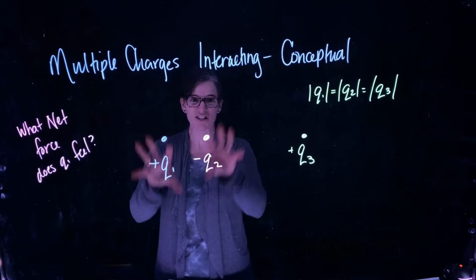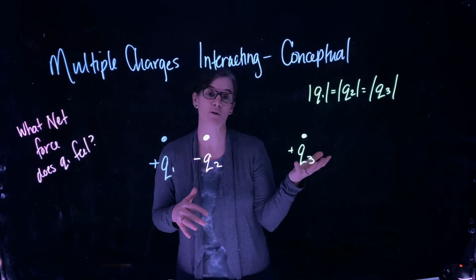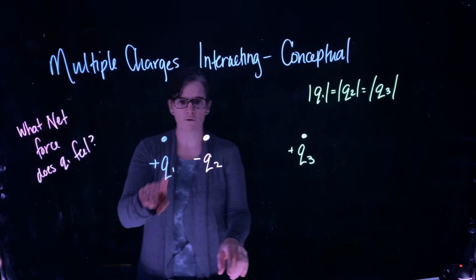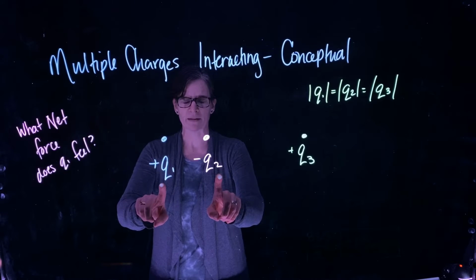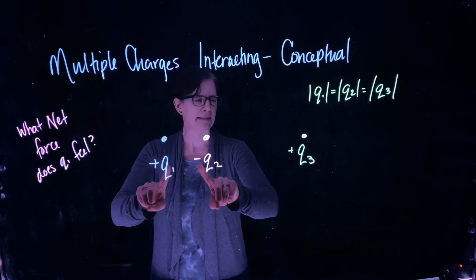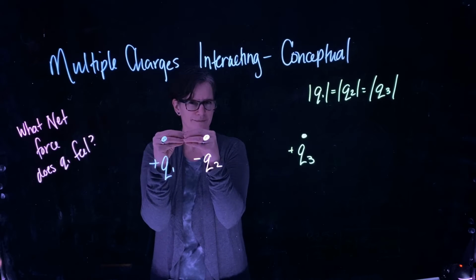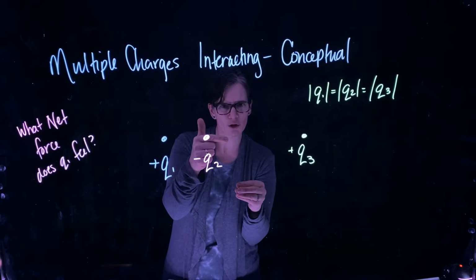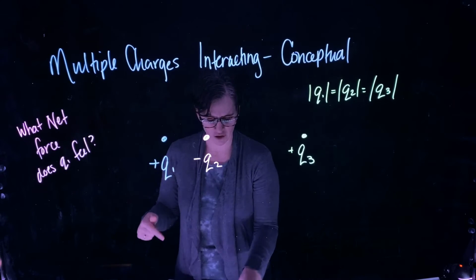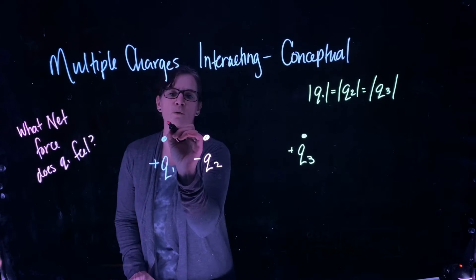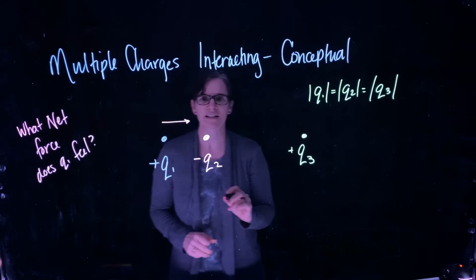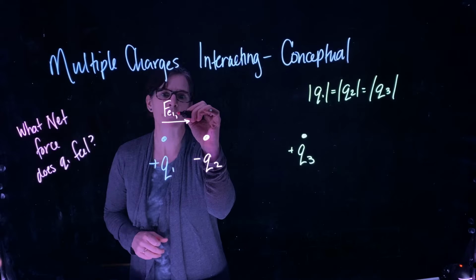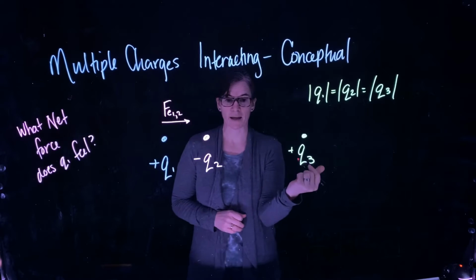We're going to take each force independently, just like we can look at net forces acting on motion independently, and then bring them together. So the force that Q1 feels from Q2: Q1 is positive and Q2 is negative. That means they attract. Opposites attract. So if Q1 is attracted to Q2, then it feels a force in that direction towards Q2. I'm going to represent that force with an arrow of this length. This is the electric force Q1 feels by Q2, and it's to the right.